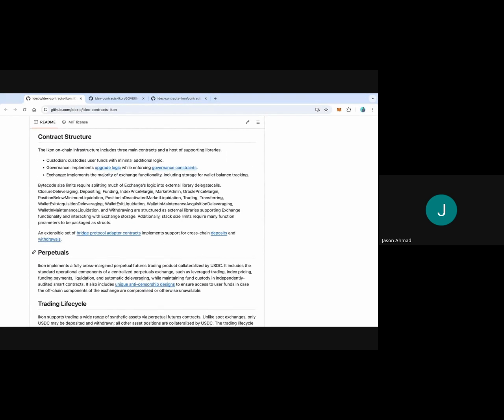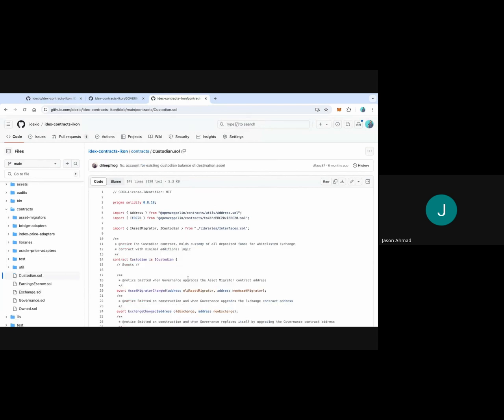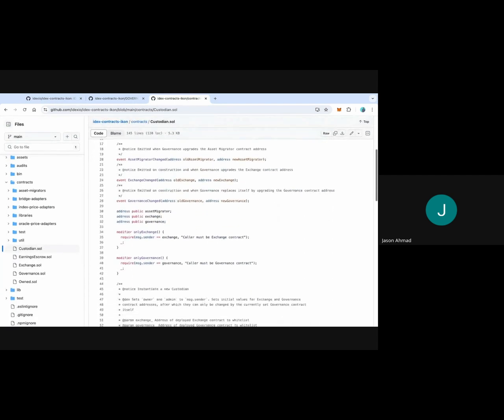All right, starting with contract structure. There are three primary contracts that comprise the product here. There's a custodian contract, there's a governance contract, and an exchange contract. The custodian contract has the primary responsibility of custodying funds. So when users deposit funds, they ultimately land in this contract.